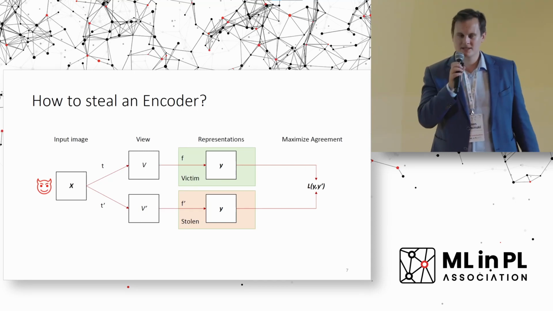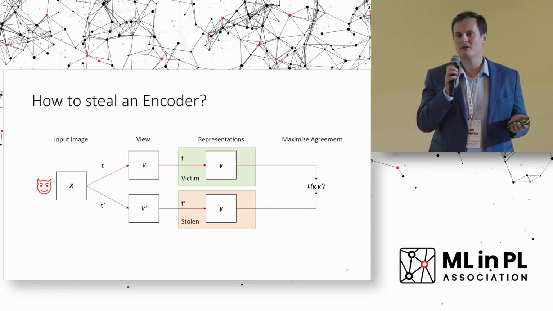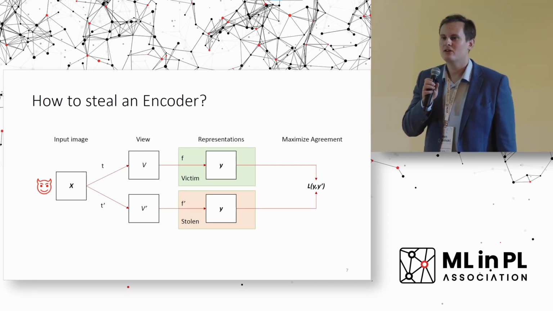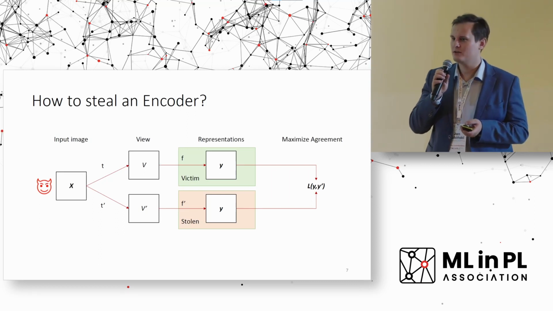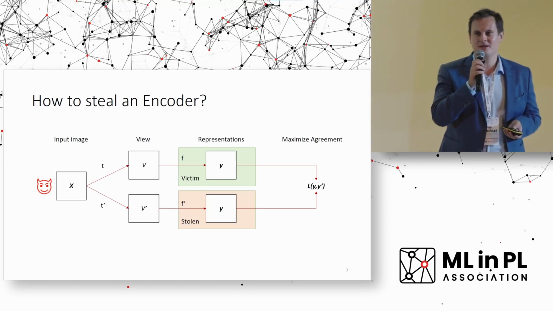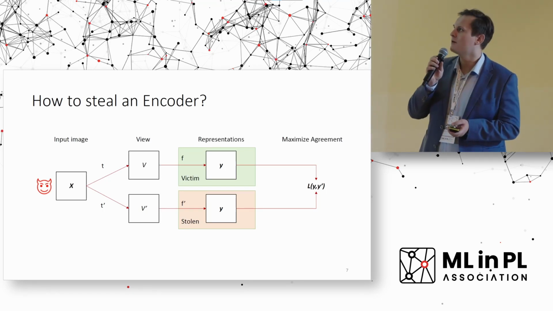And in this process, we can train a local stolen copy of the victim model using only 1/5 of the resources needed to train the original. So as you see, this is quite worth doing.